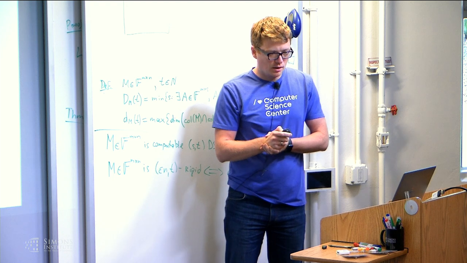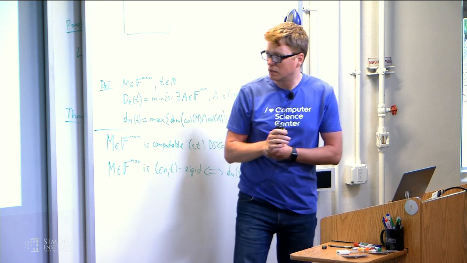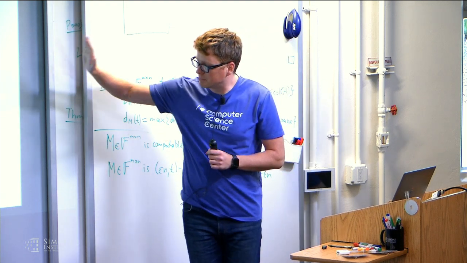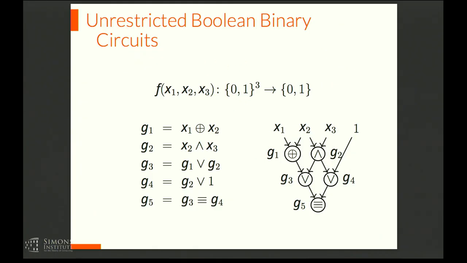Okay. First let me fix the model. I probably don't need to do this, but still let me just remind you that we are dealing here with binary Boolean circuits with no restriction on the basis, on the out-degree, or on the depth. Okay. So there are three well-known restricted circuit classes. The first one is obtained if we restrict the basis, namely the operation computed at each gate, to be equal to conjunction or disjunction. In this case, we have monotone circuits.